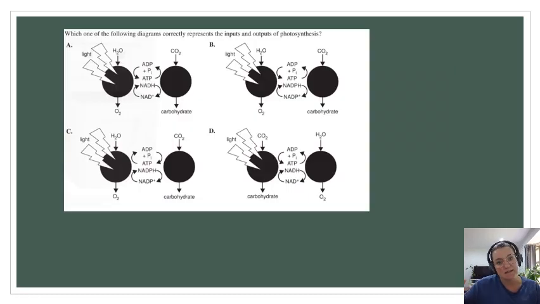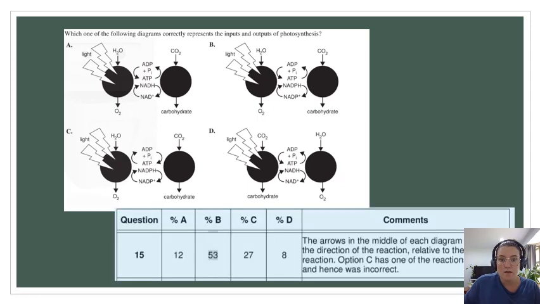Have a look at this one. Both reactions are illustrated in a way that you've not seen before. So the correct answer is B. 53% of students were able to get that correct. The arrows in the middle of each diagram indicated the direction of the reaction, so they were all moving from top to bottom. Option C was, I guess, the distractor in that question. It had one of the reactions reversed, which is why it's incorrect. The correct answer there is B.